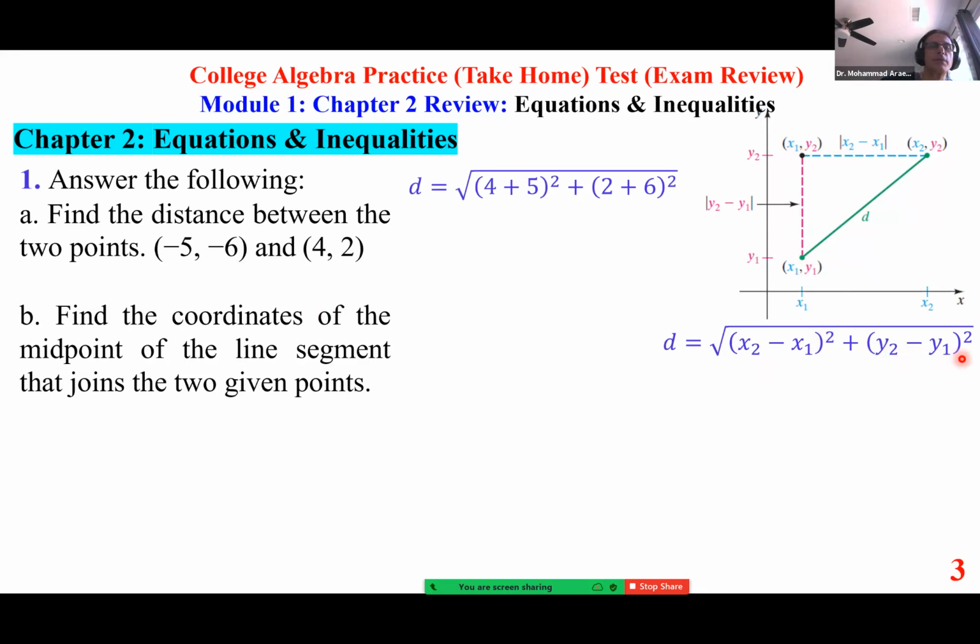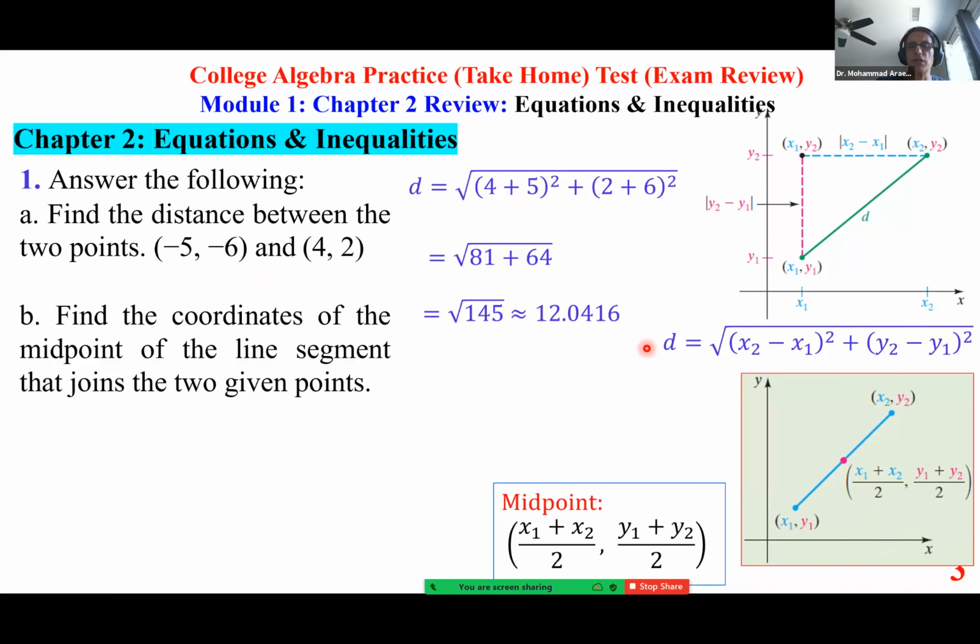So for this question, 4 minus negative 5, that means 4 plus 5, and 2 minus negative 6, that means 2 plus 6. So that gives us 9 squared, you get 81. That gives us 8 squared, you get 64. Add them up, and this is the precise answer, and a rough estimate with a bunch of decimals, however many decimals they ask you to come up with.